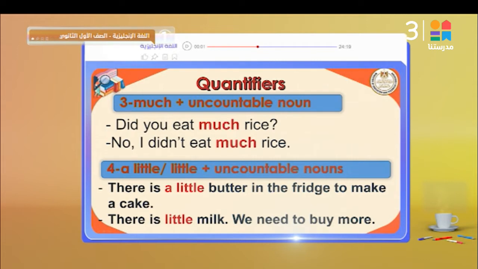So we need to buy more. Again, the word little without a means not enough, too little. It's not enough to do something. But when we say a little, it's not a big quantity, but it's enough to do what we want. So the words much and a little or little are used with uncountable nouns. So we can say, I have much money or I have a little money.